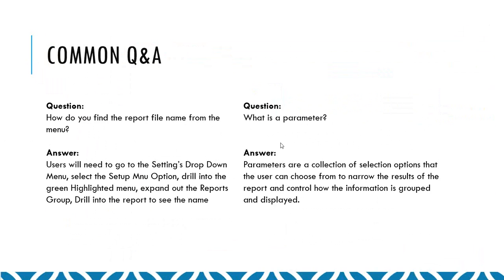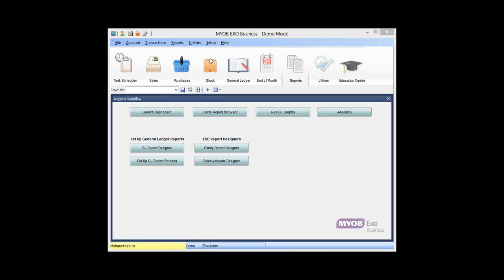I will take you through my next question. How do you find the report file name from within a menu? You're welcome to take note of the answer in here, but I will also physically show you how to find the report name that you are looking at. So if you've discovered a report that you would like to try editing or have edited, then this is how you would find it. If we come to the drop-down menus at the top of MYOB EXO's business to set up, and click on that, we have the option Set Up Menu.